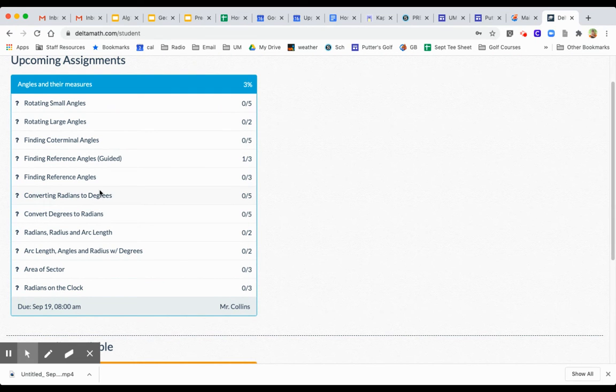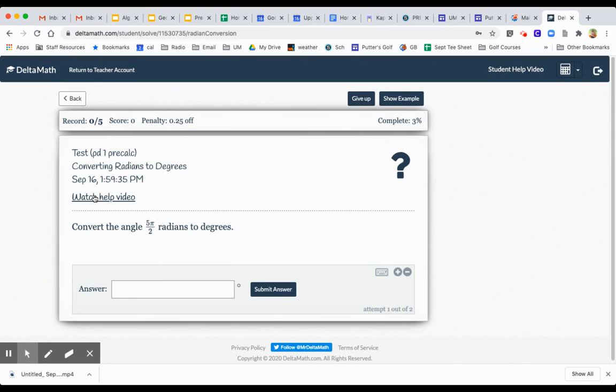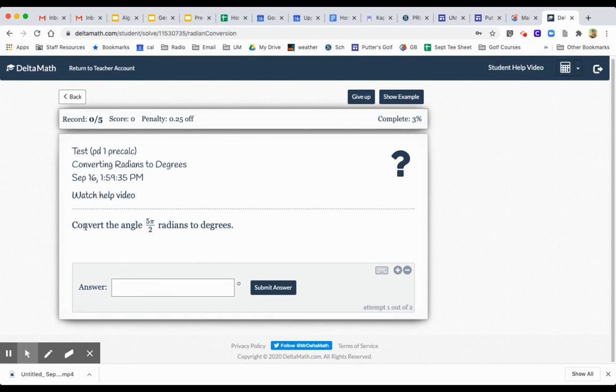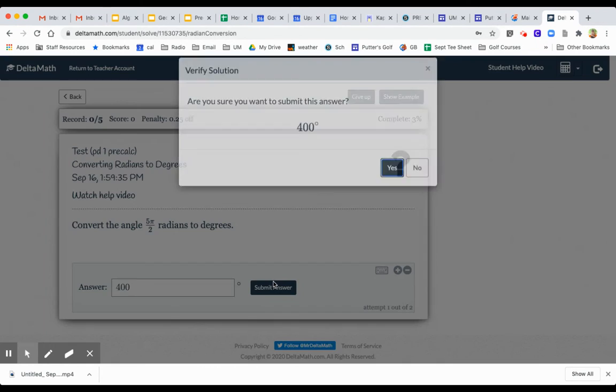Let's do converting radians to degrees. Okay. Again, you have watch help video if anybody gets stuck. The question is convert the angle 5 pi over 2 radians to degrees. I happen to know that 5 pi over 2 radians is 450 degrees. I'm going to purposely get this wrong. I'll say 400 degrees. I'll submit my answer.